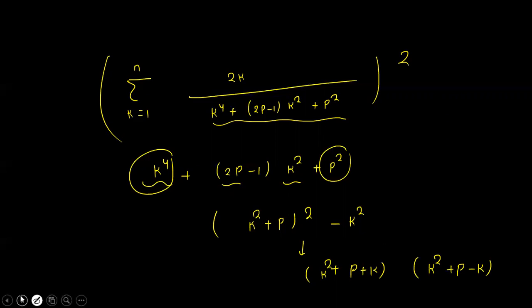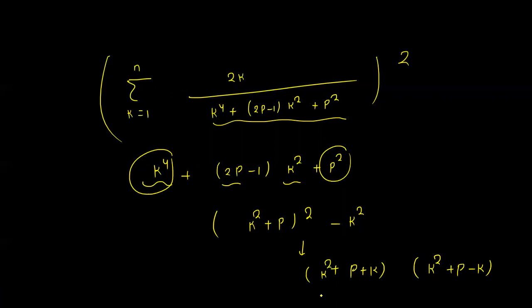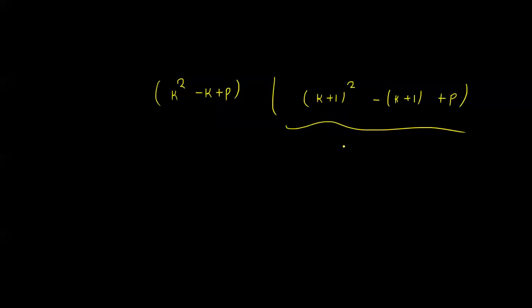So this becomes k square minus k plus p, and you can further rewrite this in this way: (k minus 1) whole square plus (k minus 1) plus p. We see further why we write in this way.